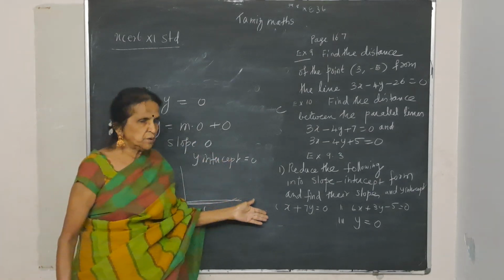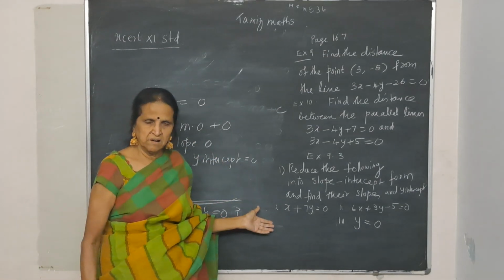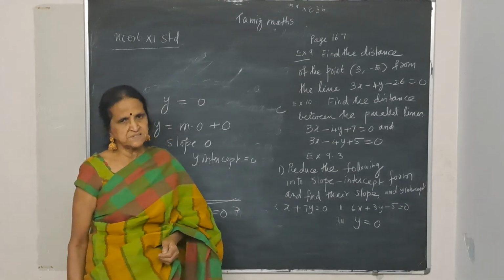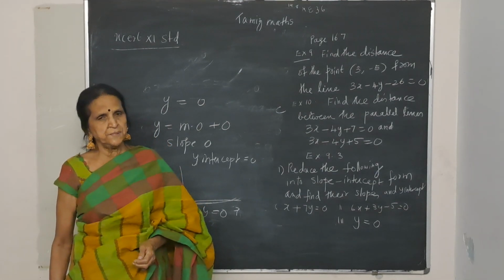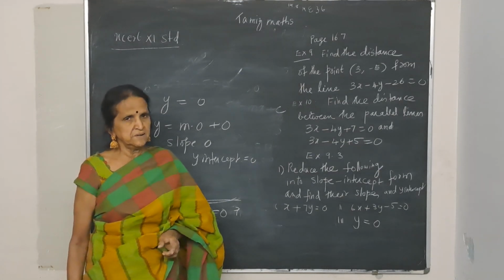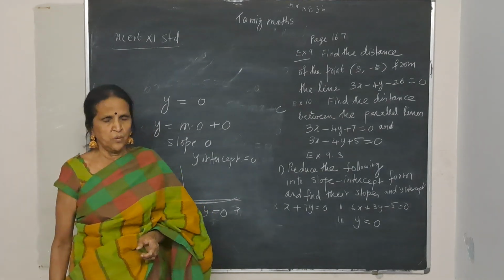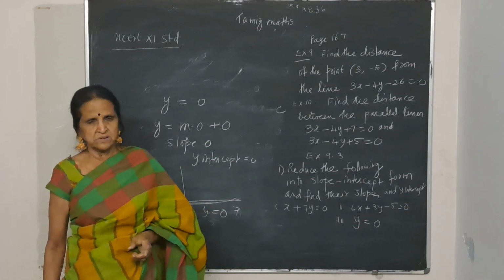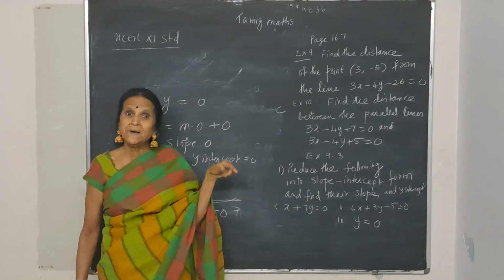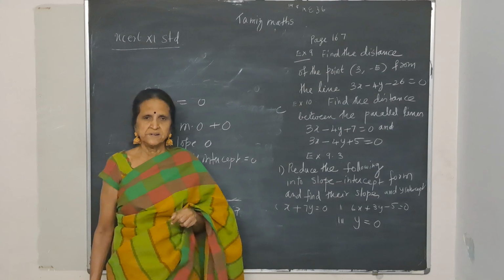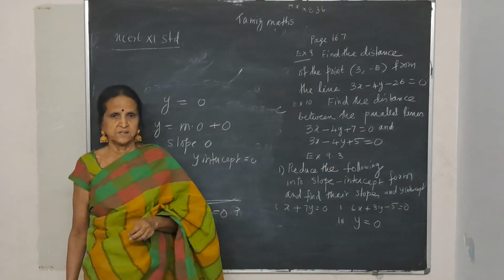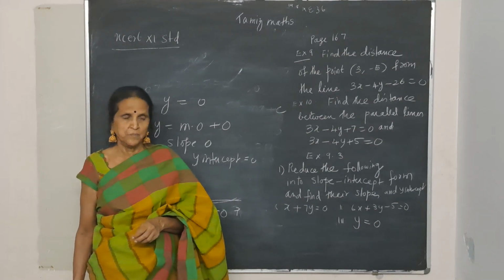So these are the preliminary questions. The formulas used here are: from the point x1, y1, the perpendicular distance to the line ax plus by plus c equal to 0 is ax1 plus by1 plus c by root of a square plus b square. For two given parallel lines ax plus by plus c1 equal to 0 and ax plus by plus c2 equal to 0, the perpendicular distance between them is modulus of c1 minus c2 by root of a square plus b square. And the slope-intercept form is y is equal to mx plus c. Practice this.